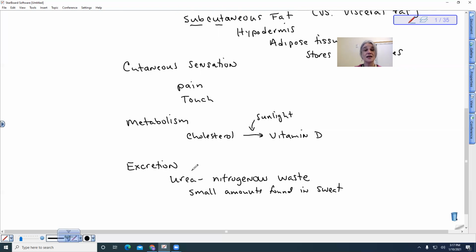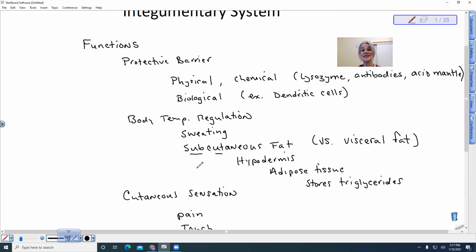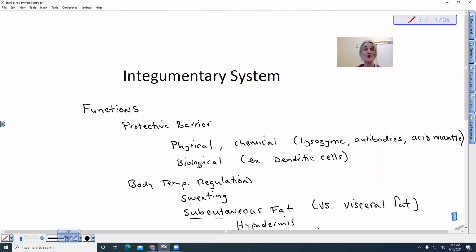So urea is what is in our urine. And if urine sits for a long time, right, after we have urinated, then it will also start to smell like ammonia. So here you have some of the interesting functions of the integumentary system.